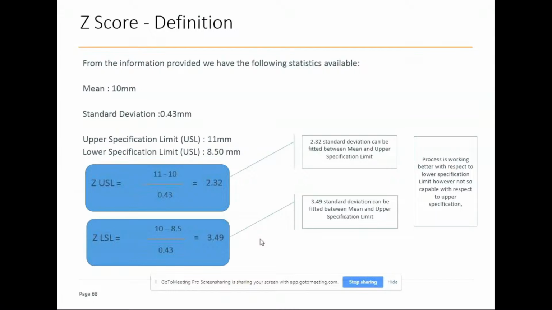The upper limit will fit 2.3 standard deviations in it. Absolutely. Upper limit and mean would fit 2.32 standard deviations, and with the lower limit, it will fit 3.49 standard deviations. Right? So the process curve is longer on the lower side than the higher side. Not the curve, okay, but the process that we have is more robust on the lower side than the upper side, because we are able to fit more standard deviations there.